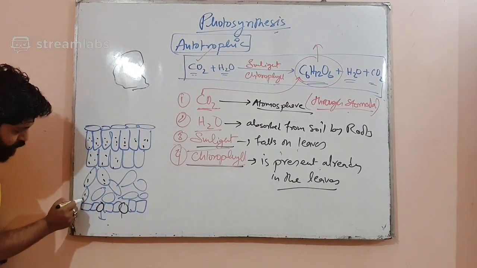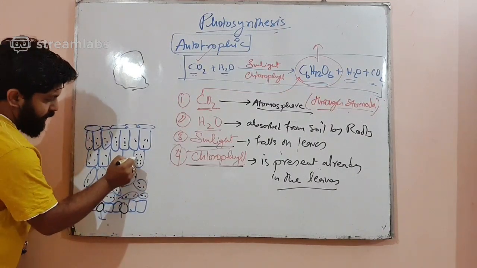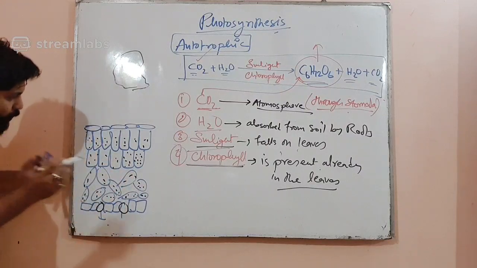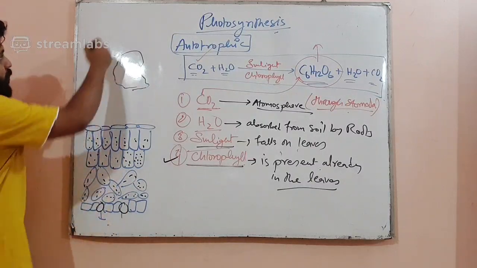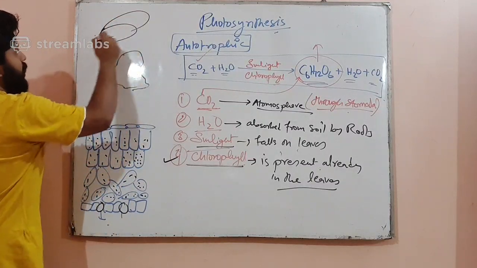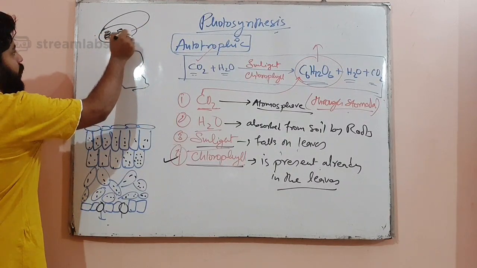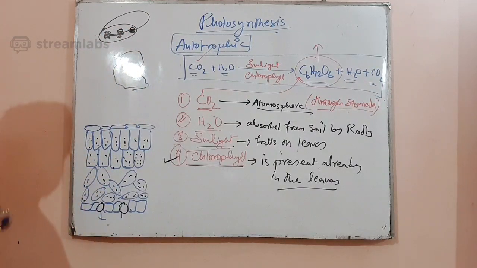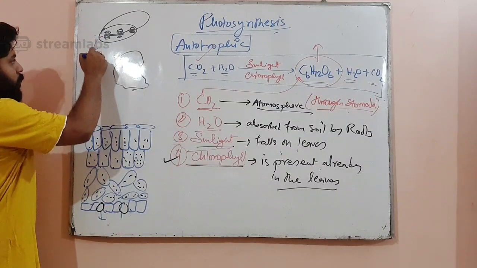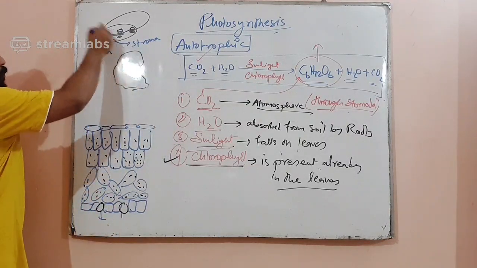So if this is the cross-sectional view of the leaf, you see chlorophyll is already present, because it is present in the chloroplast. If you remember the structure of the chloroplast, it was like this, isn't it? The grana was there. This part was known as the grana, and this part was known as the stroma. However, these were known as the stroma lamellae.